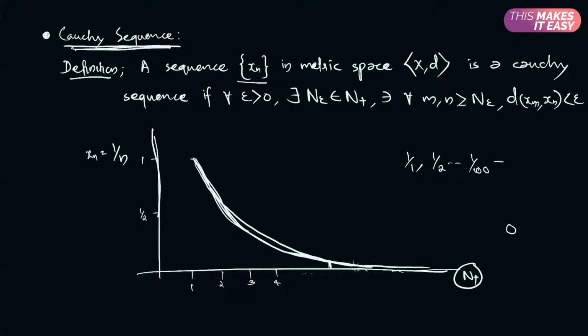As the sequence progresses, for example, here we have a natural number m and another natural number n, and the corresponding values for this sequence are xm and xn. So the distance between these two elements in the sequence becomes arbitrarily close. That is what we mean by a Cauchy sequence.